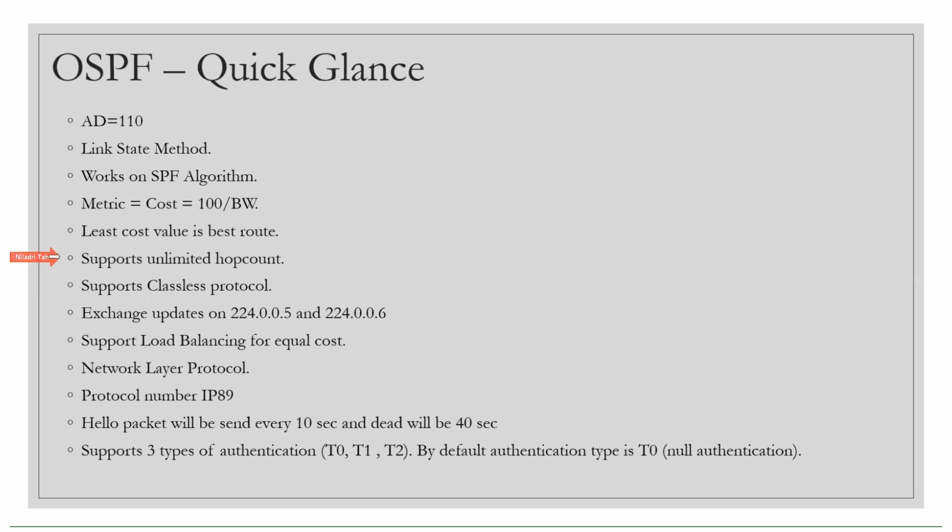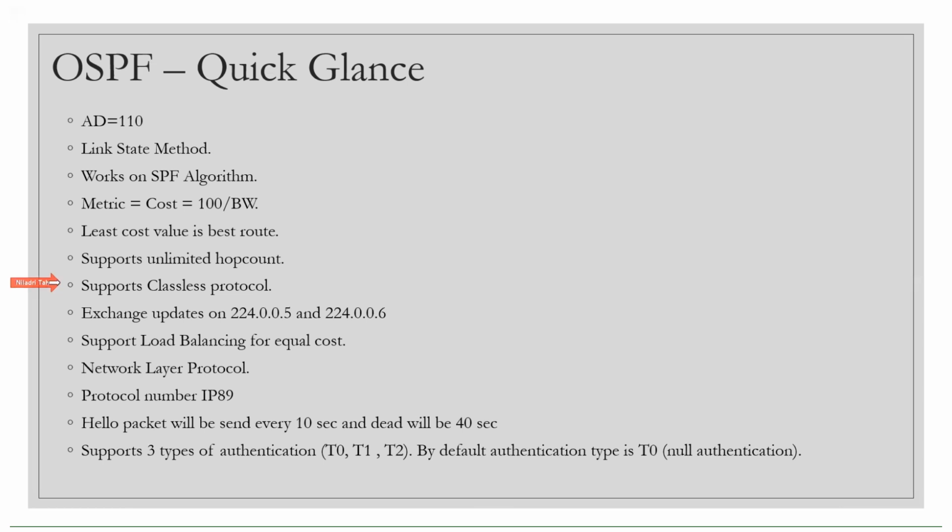OSPF supports unlimited hop count. If you look into RIP, it will support like 15 hop counts. Now, hop count means the number of routers which you need to cross to reach your destination. In EIGRP, the maximum number of hop counts that we support is 255. But OSPF has got no limitation as such. It supports unlimited hop count.